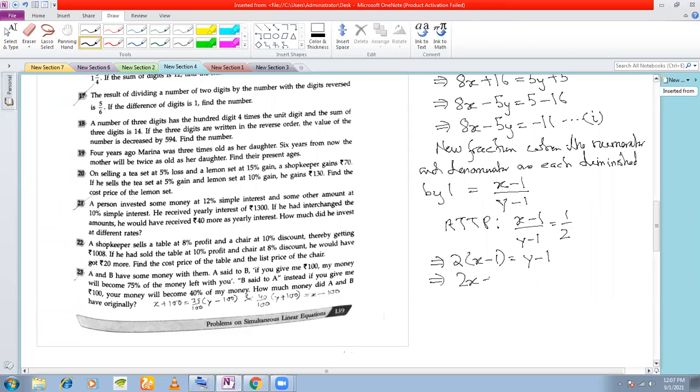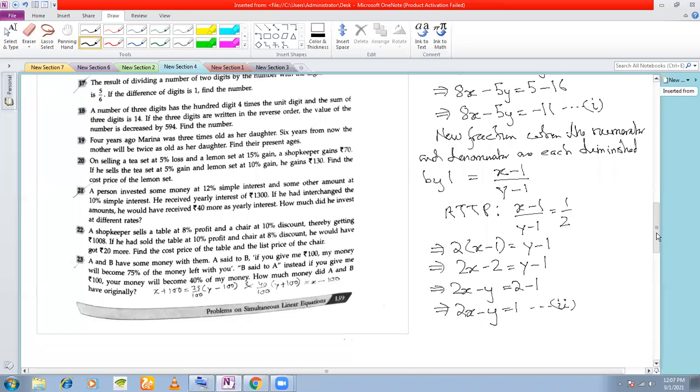Hence you get 2x minus 2 is equal to y minus 1. Hence you get 2x minus y is equal to 2 minus 1. Hence you get 2x minus y is equal to 1. This is your second equation. Now write the two equations together and then check which method to use.